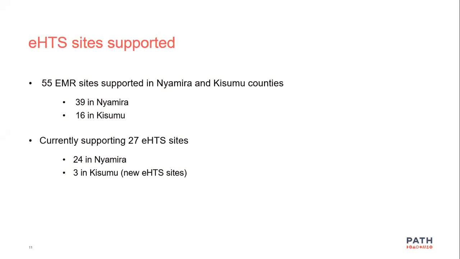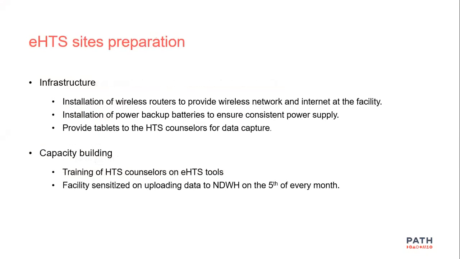Currently we support 55 EMR sites in Nyamira and Kisumu counties. We have 39 in Nyamira and 16 in Kisumu. Of the 55 sites, we have 27 eHTS sites: 24 in Nyamira and 3 in Kisumu. The 3 in Kisumu are basically new sites which should submit data starting next month.